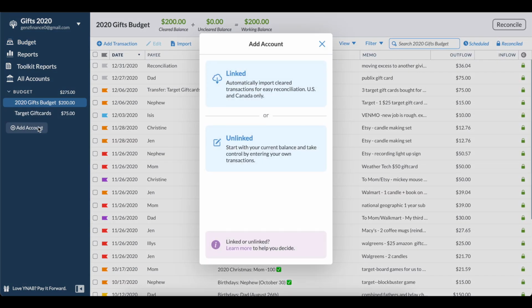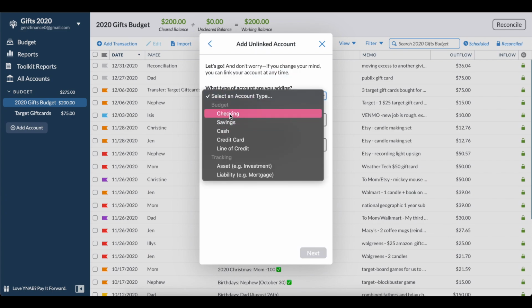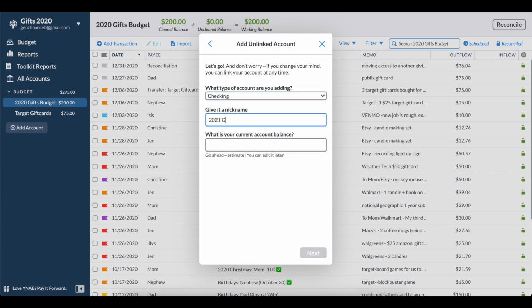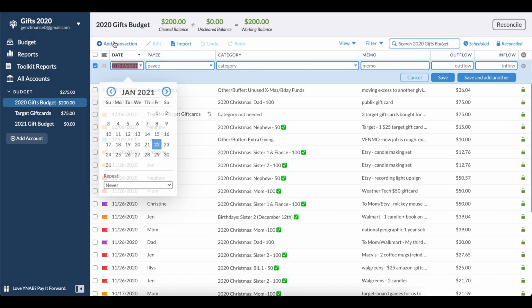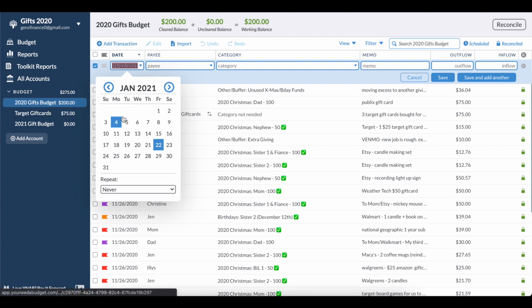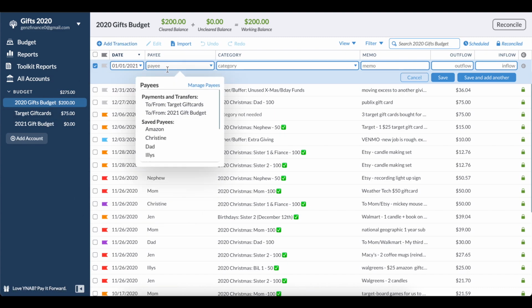So now I'm going to add an account. It will be an unlinked checking account. I'm going to call this 2021 gift budget. I'm going to say the current balance is $0. And then I'm going to create a transaction in my 2020 gift budget for the 1st of January of 2021.